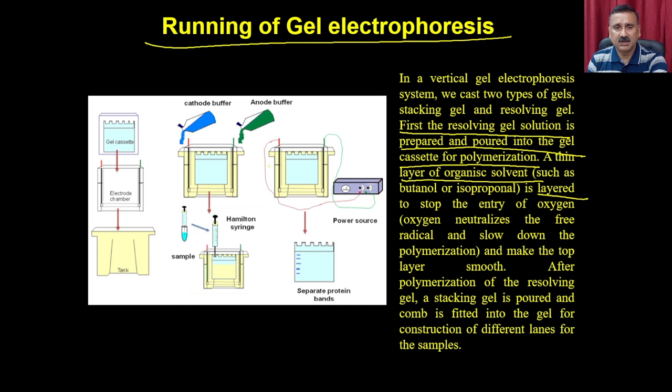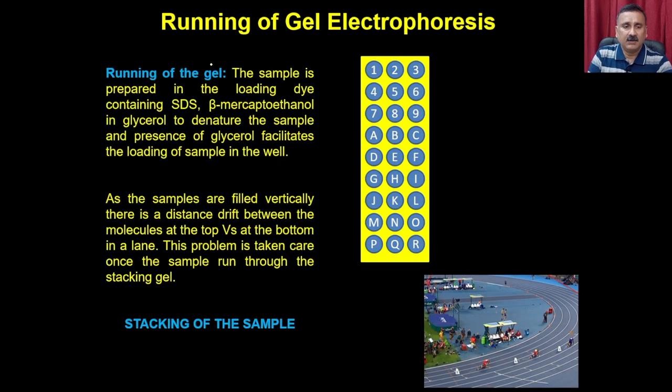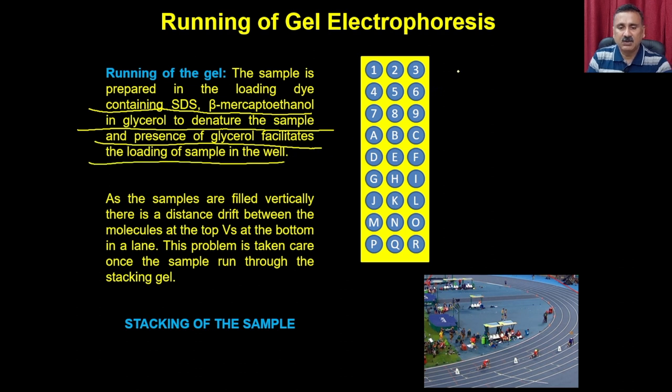Now, the question is: what is the relevance of the stacking gel in gel electrophoresis? The sample is prepared in loading dye containing SDS, beta mercaptoethanol and glycerol to denature the sample. So, you can imagine that you have a well in which the samples are filled like this. If you fill the sample like this, some samples are going to be present here and some samples are going to be present here, just like in a race, right?